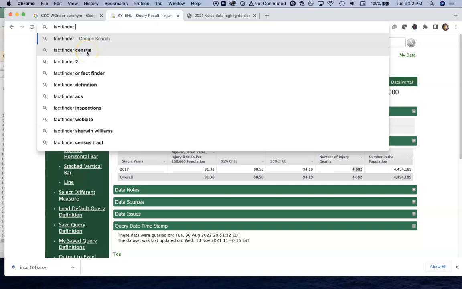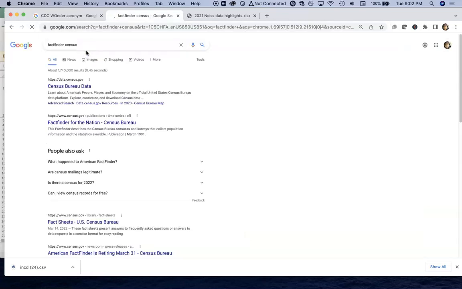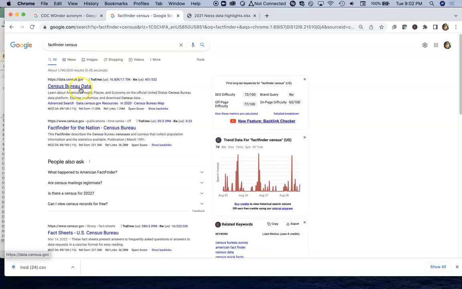So our next health-related data set is actually not necessarily directly health-related, but kind of is, because socioeconomic aspects are really important to public health. So Fact Finder and then Census, you'll get something like Census Bureau data, because that's where it's located now.